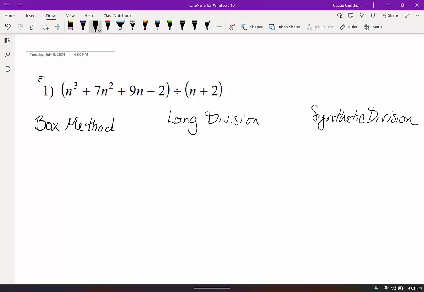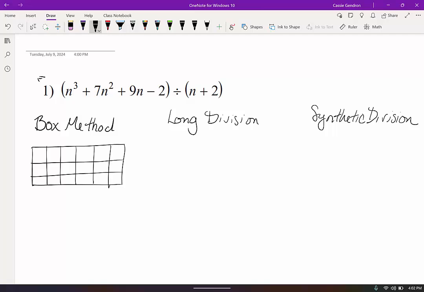So the first thing we're going to do is draw a box with a bunch of cells in it. Now, I don't know if I'm going to need all these cells. If I don't need them, I can erase them, or I can add more if I need them. So I'm going to write n plus 2 here, and I'm going to write n cubed right here. And now I'm going to use logic to fill in the rest of the boxes.